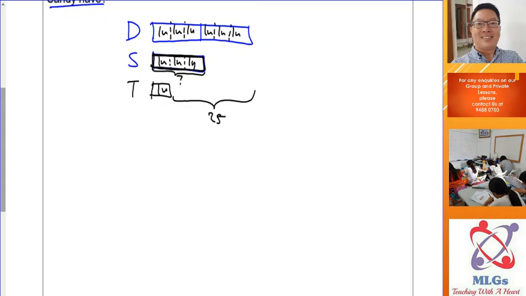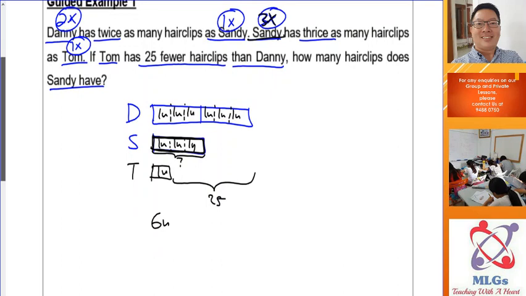You have made the model into all equal units, and that is the purpose of model drawing, to make units of the model so that you can write your unit statements. So Danny has how many units? 6. And you compare with Tom. Tom has how many units? Tom has 1 unit, right? So how many more units does Danny have than Tom? So you minus. Whenever you compare 2 person and you want to find how many more, you minus.